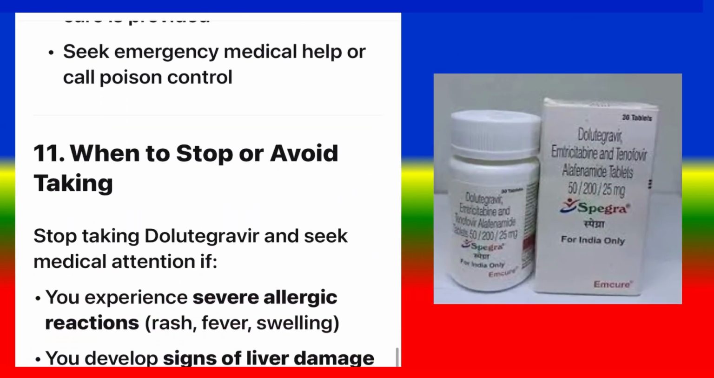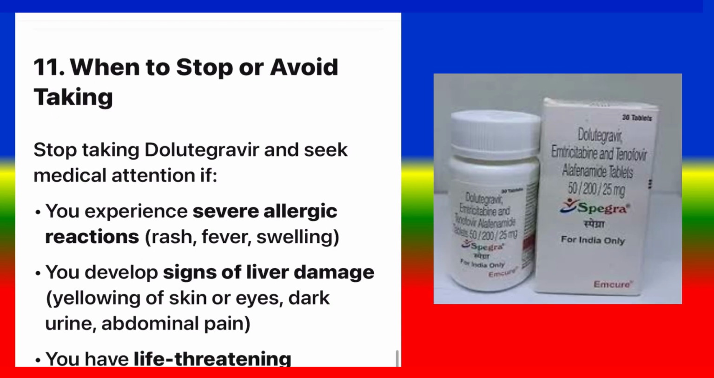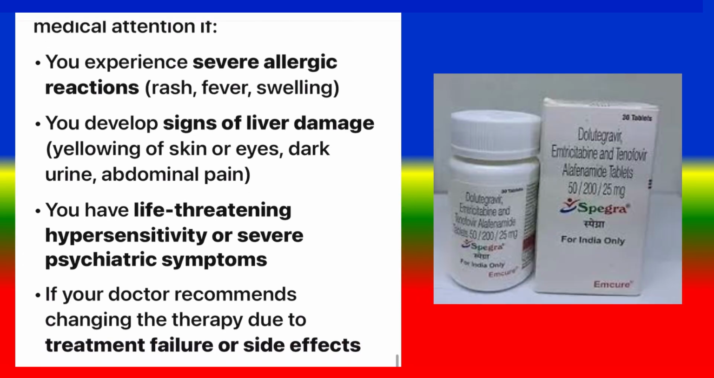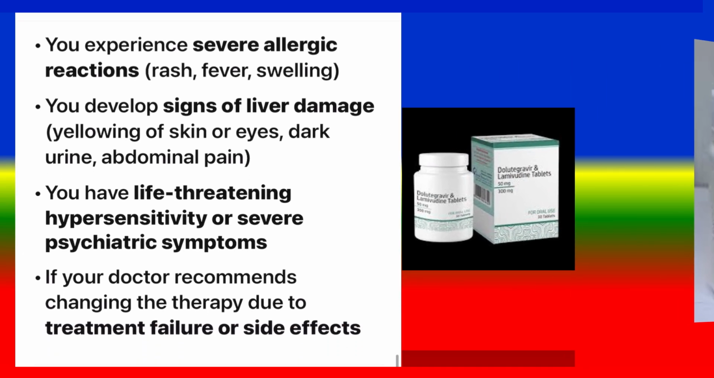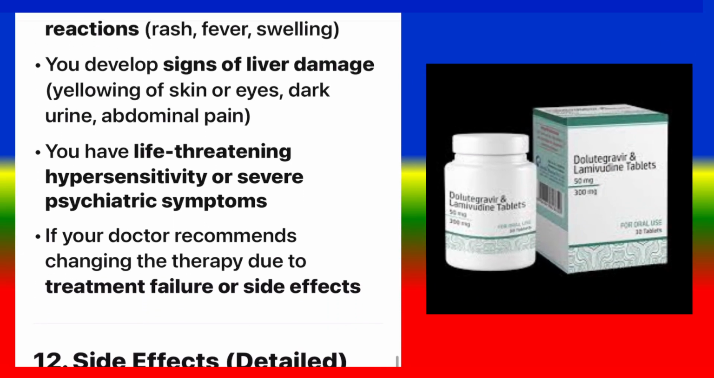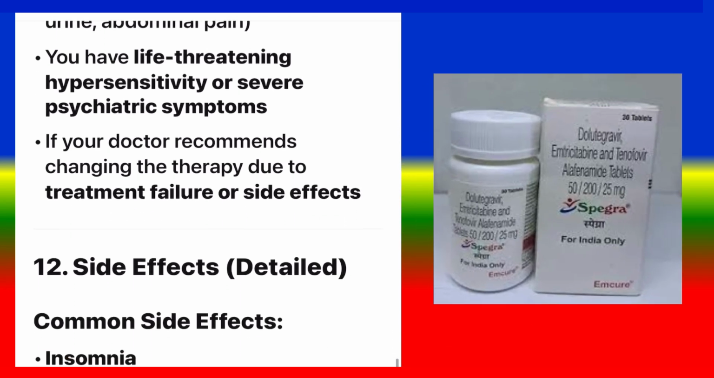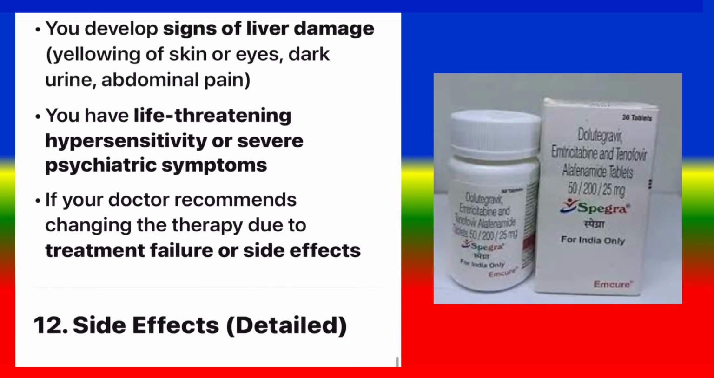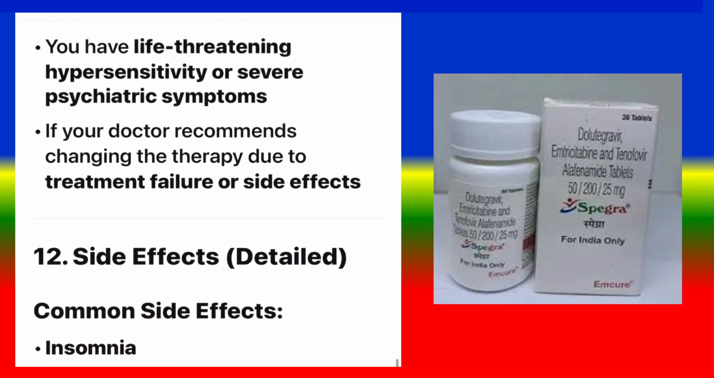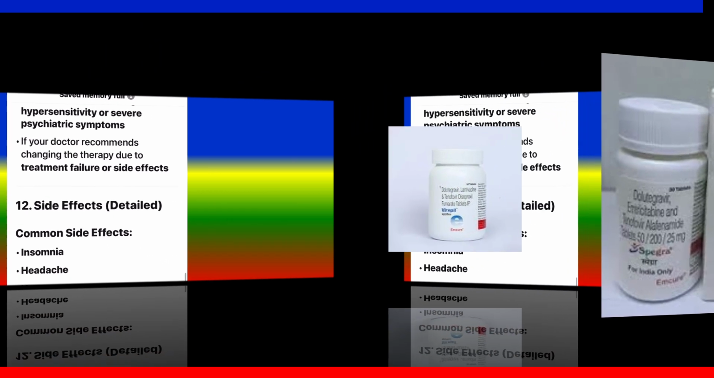Number 11, when to stop or avoid taking. Stop taking dolutegravir and seek medical attention if you experience severe allergic reactions, rash, fever, swelling. You develop signs of liver damage, yellowing of skin or eyes, dark urine, abdominal pain. You have life-threatening hypersensitivity or severe psychiatric symptoms. If your doctor recommends changing the therapy due to treatment failure or side effects.